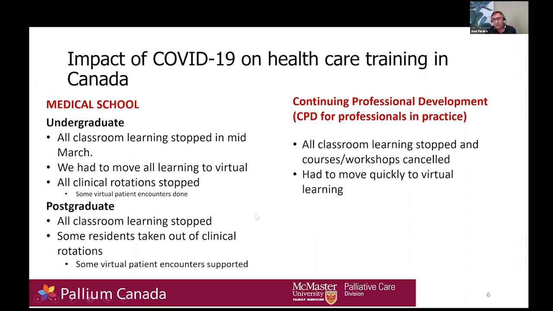In Canada, all the clinical rotations stopped in the undergraduate curriculum. And in the postgraduate curriculum, they were reduced a lot. So we're still facing, with partial lockdown, the challenge of how do we get the learners to see clinical cases.